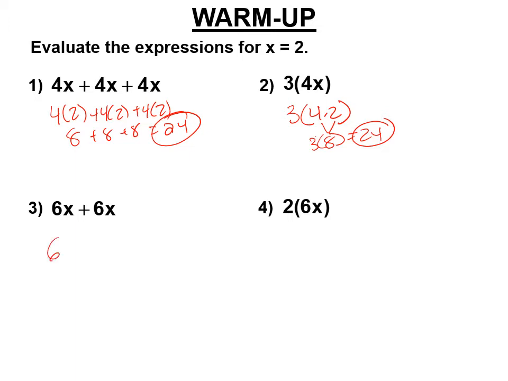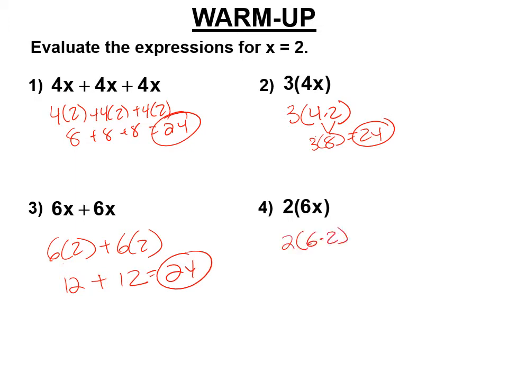So 6x, it's 2, right? 6 times 2 plus 6 times 2. 6 times 2 is 12. 6 times 2 is 12. Add them together. We got 24 again. Interesting. What's this one? This is 2 times 6x. So 2 times 6 times 2. 6 times 2 is 12, and 2 times 12. Wow! All of them had the same answer, 24.